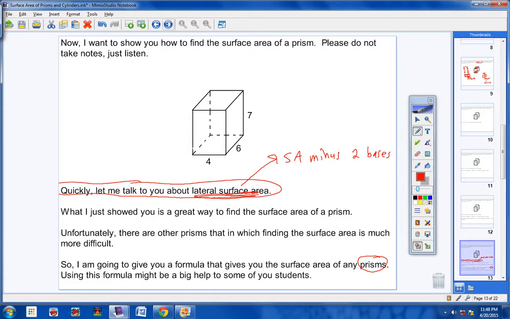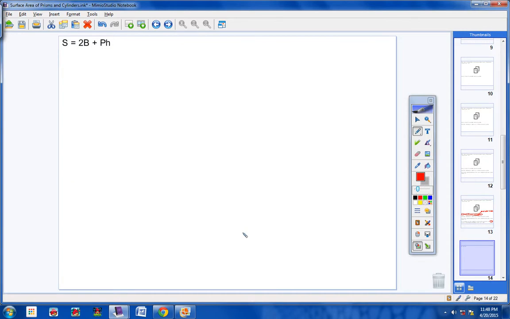Alright, so here's that formula I was talking about, okay? So simple, there it is. Please copy that down.